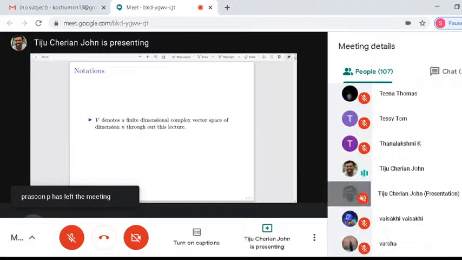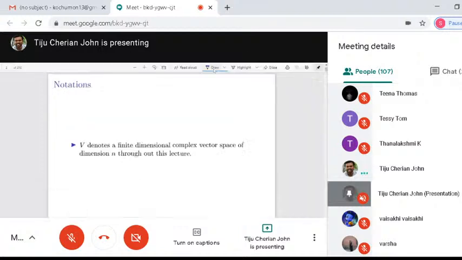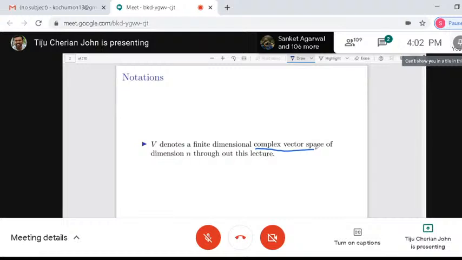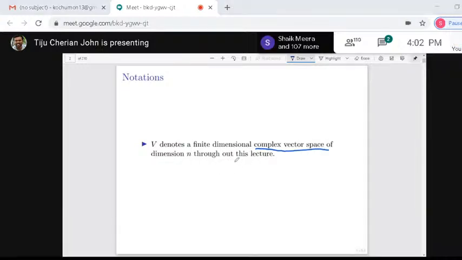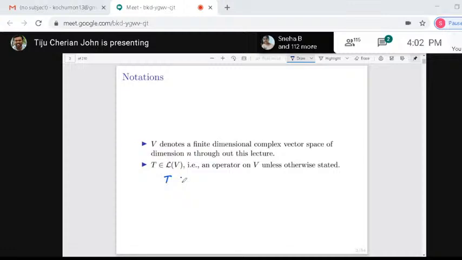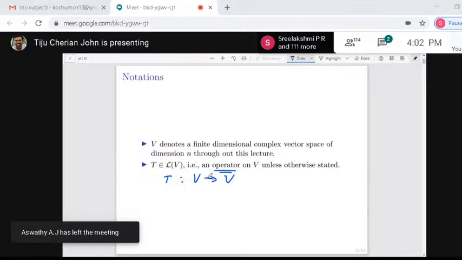Now let us keep the notations which we have been using. V is a finite dimensional complex vector space. We will be dealing only with complex vector spaces of dimension n. Unless I state otherwise, all the vector spaces are denoted by V and dimension is n. And T element of L(V) means T is a linear transformation from V to V. That is the meaning of the word operator. Unless otherwise stated, it will always be from V to V only.